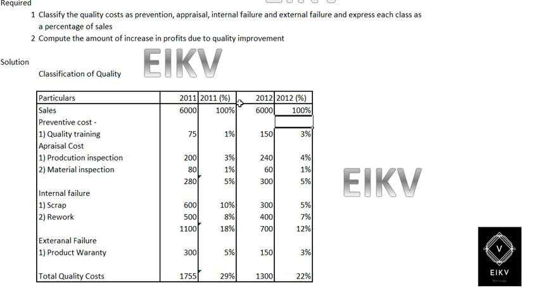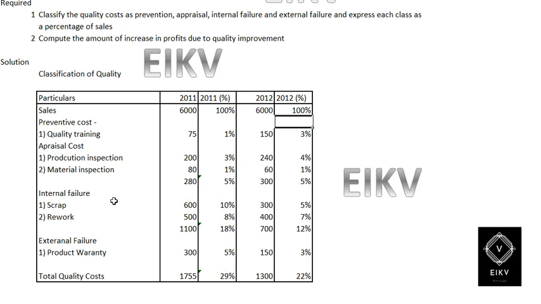So we have 4 plus 1, 5 columns: particulars, the 2 years, 2011 and 2012, and the percentage of both years. First we will take preventive cost. Here the preventive cost is quality training cost, which is 75 and 150, and then appraisal cost, production inspection as 200 and 240, then material inspection 80 and 60.